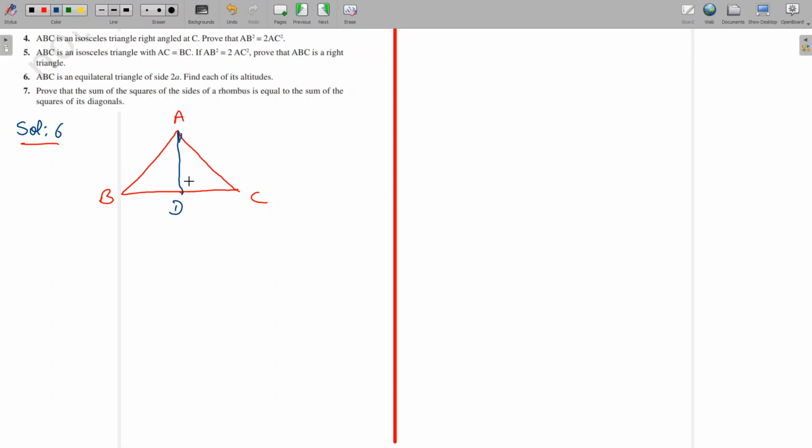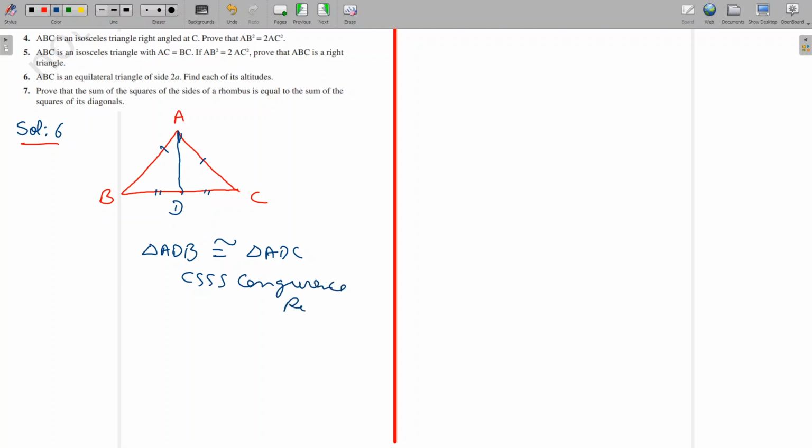And then we'll prove that these two triangles are congruent. How can we prove that? It is given that it is an equilateral triangle, so AB will be equal to AC. Also D is the midpoint, so length of BD will be equal to length of DC, and AD is common in both the triangles. That means triangle ADB will be congruent to triangle ADC, and this you will prove by SSS congruence rule.